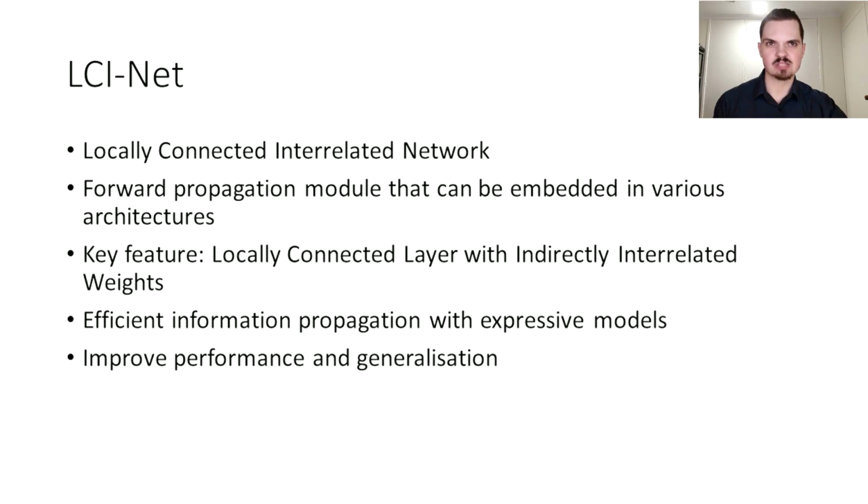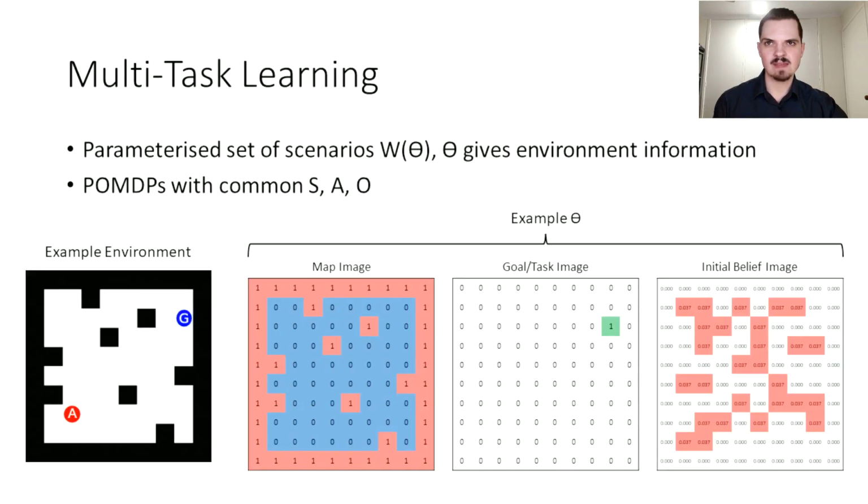LCI-Net is a forward propagation module that can be embedded into various neural network architectures that combine planning and model learning. The key feature of LCI-Net is the locally connected layer with indirectly interrelated weights. This new type of layer enables efficient information propagation governed by transition models that are more expressive than possible with standard convolution layers, which in turn improves the overall performance and generalization capability. LCI-Net is suitable for multitask learning in partially observable stochastic environments.